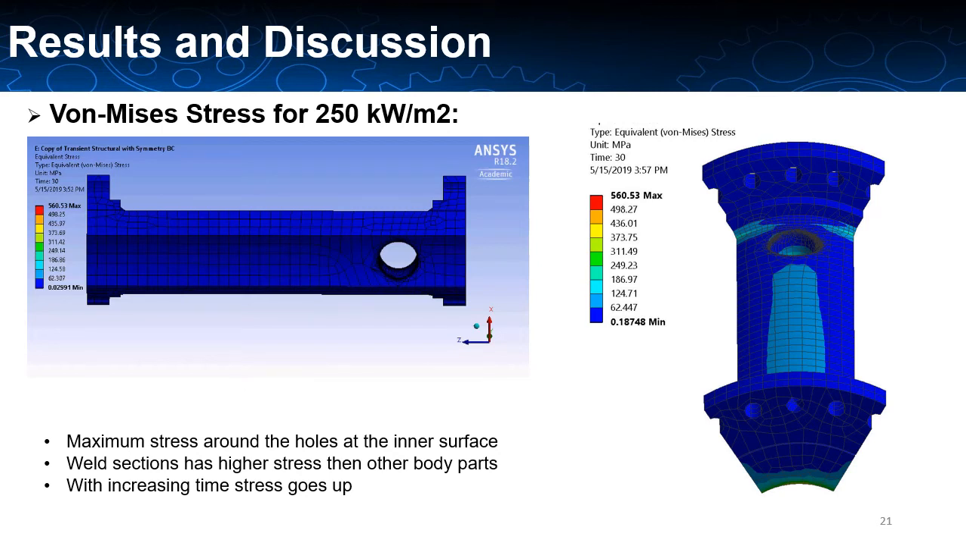So the stress, which is the force over the area, goes up for this whole section. Also, these flange surfaces are holding the weight of the whole body, and they are connected with the main body with these welds. So the weld section will see some stress concentration. It also makes sense. In the transient analysis, we saw that the temperature goes up with time, so thermal stresses go up. As a result, over here we see that the total stress goes up with time.